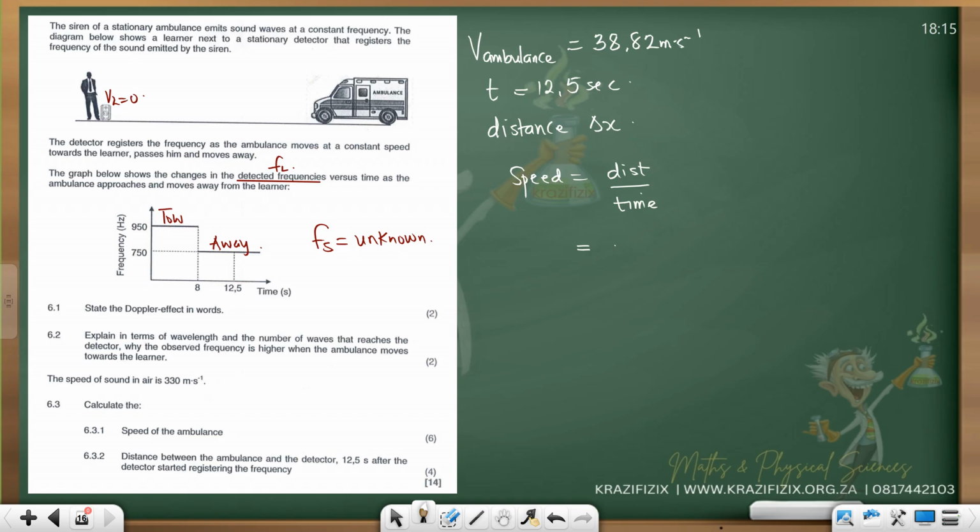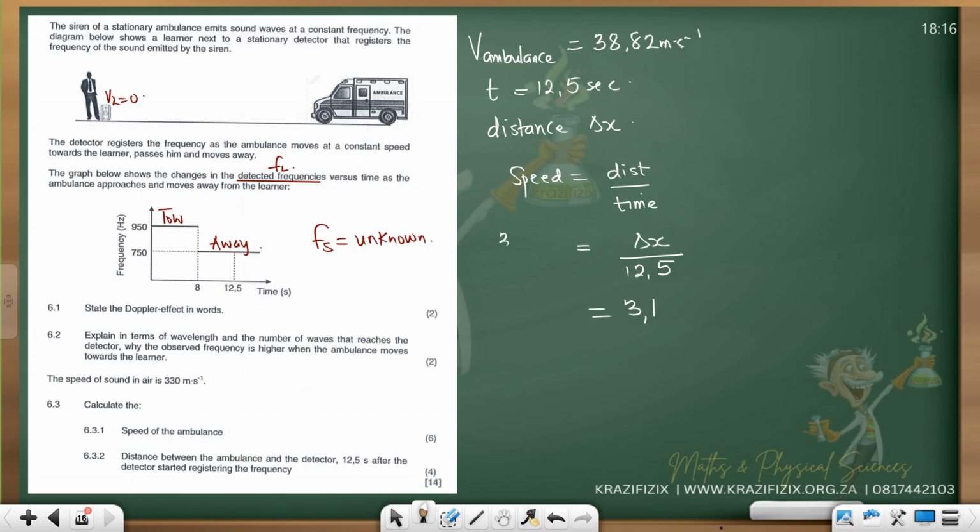Because it's a distance between the ambulance and the detector after the detector started registering. All right, 12,5, so we're good. What's our distance? 38,82 and 12,5. Put that in a calculator and we are done. 3 point something. 3,11. No. What am I doing? Am I tired? What am I looking for? I'm looking for the distance. Sorry.